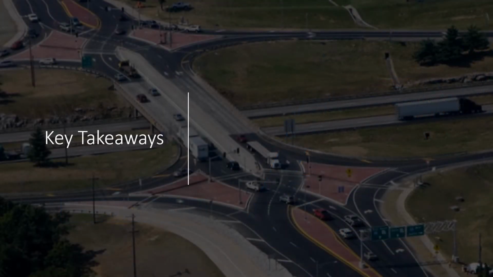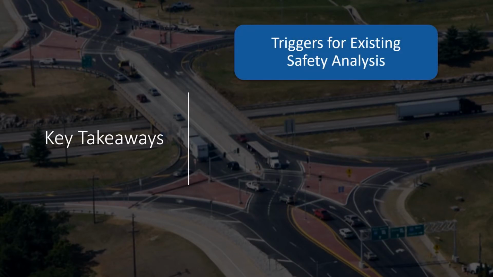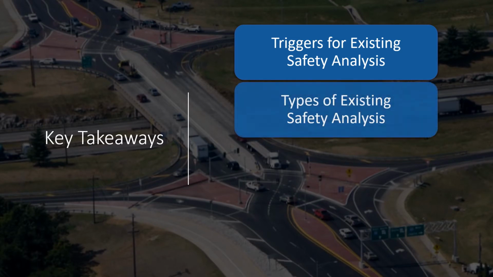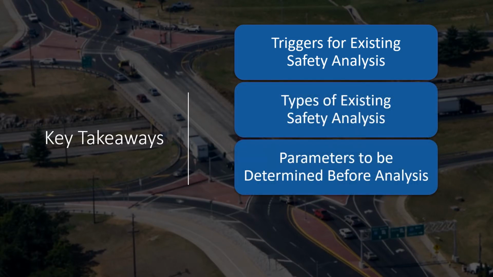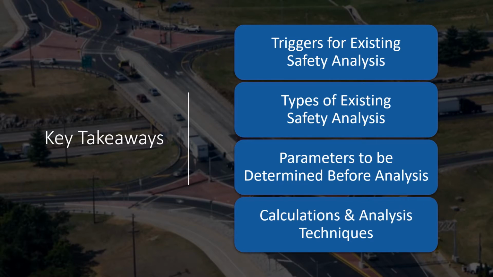This video will review the triggers for determining when an existing safety analysis is needed, the types of existing safety analyses, the parameters to be determined before an existing safety analysis is completed, and calculations and analysis techniques that can be used for the existing safety analysis.